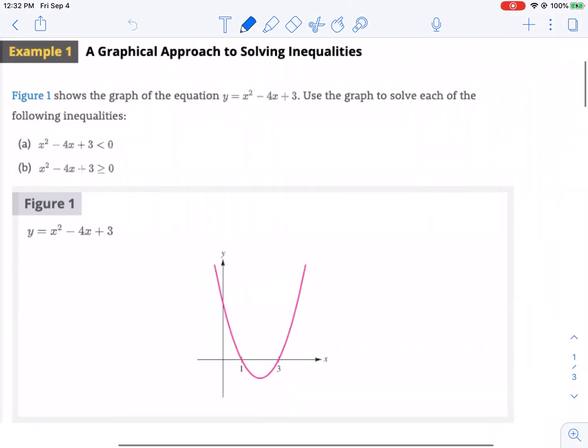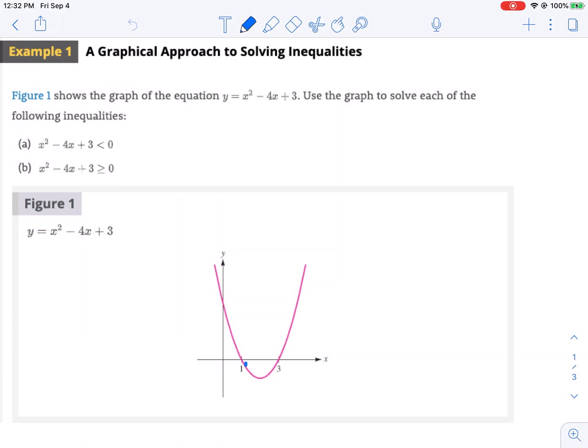Here we go. So, first thing, figure 1 right here shows the graph of the equation y equals x squared minus 4x plus 3. We're going to use the graph to solve each of the following inequalities. Part A, x squared minus 4x plus 3 is less than 0. Notice that's the exact equation of the graph. I want to see when it is less than 0. Okay, when is this parabola less than 0?